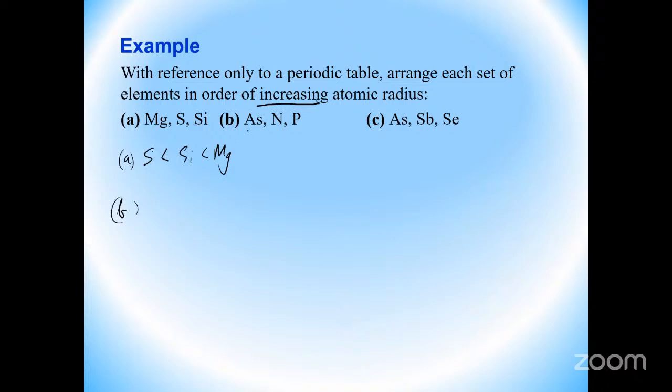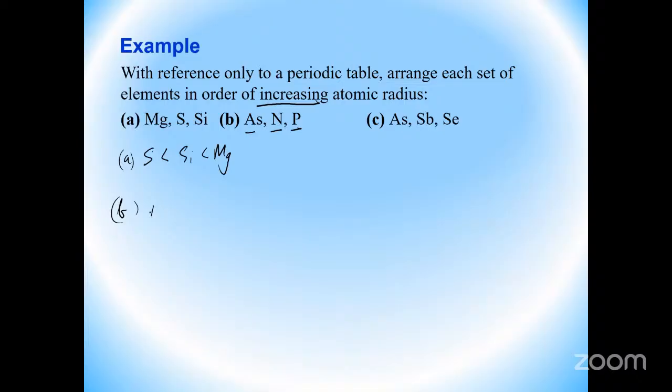In the case of B, we have arsenic, nitrogen, and phosphorus, right? So if you look at the periodic table, now remember, going down the group, the atomic radius increases. Going down any group, the atomic radius increases. And it just so happens that nitrogen, phosphorus, and arsenic are in the same group, right? So let me hear what you have to say about arranging this in order of increasing atomic radius. Which of those 3 would have the smallest?